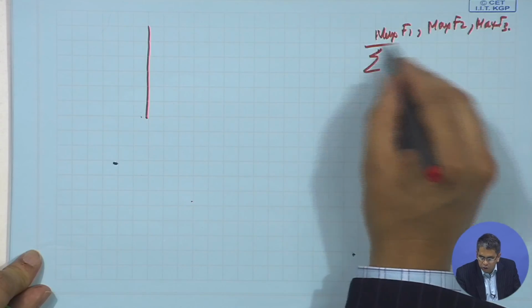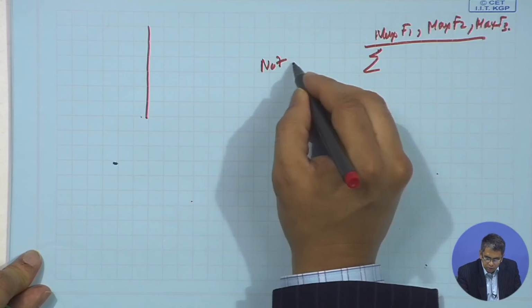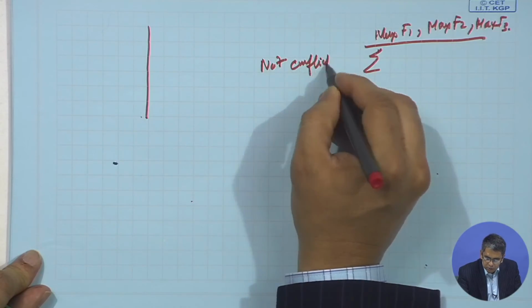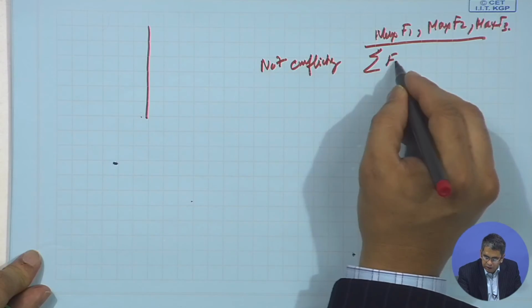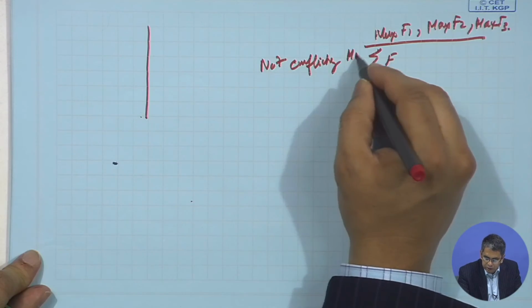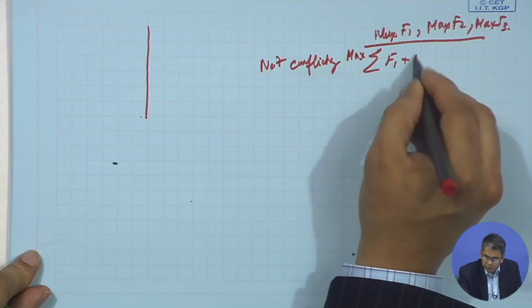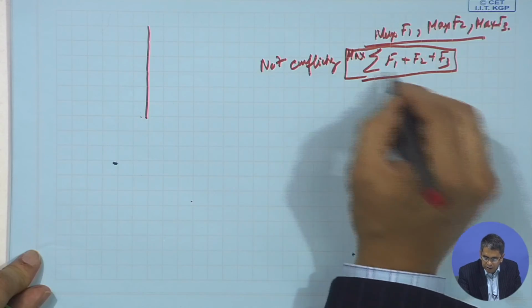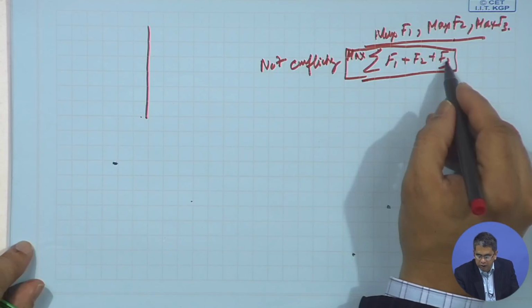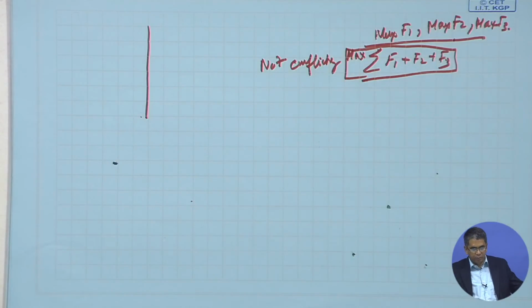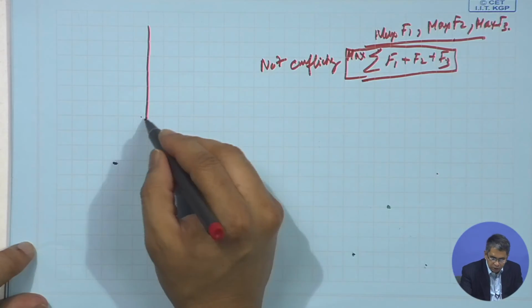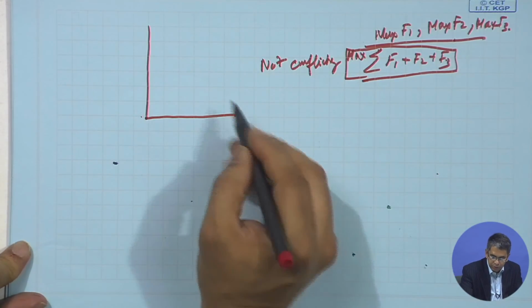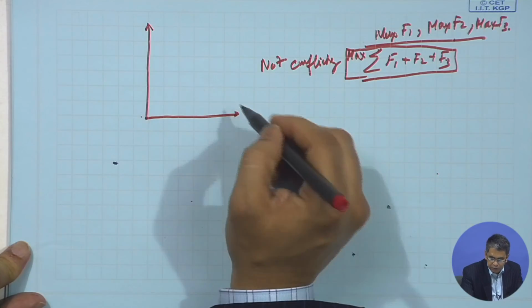So if not conflicting, then I can just add them, maximize f1 plus f2 plus f3, and it will give you this. There is no harm in doing that, because you want to maximize, they are not conflicting. You can combine them, add them, and optimize it. So it becomes a single objective. So it is not conflicting. What do you mean by conflicting objectives? Sometimes people do not understand this. You have to prove they are conflicting.